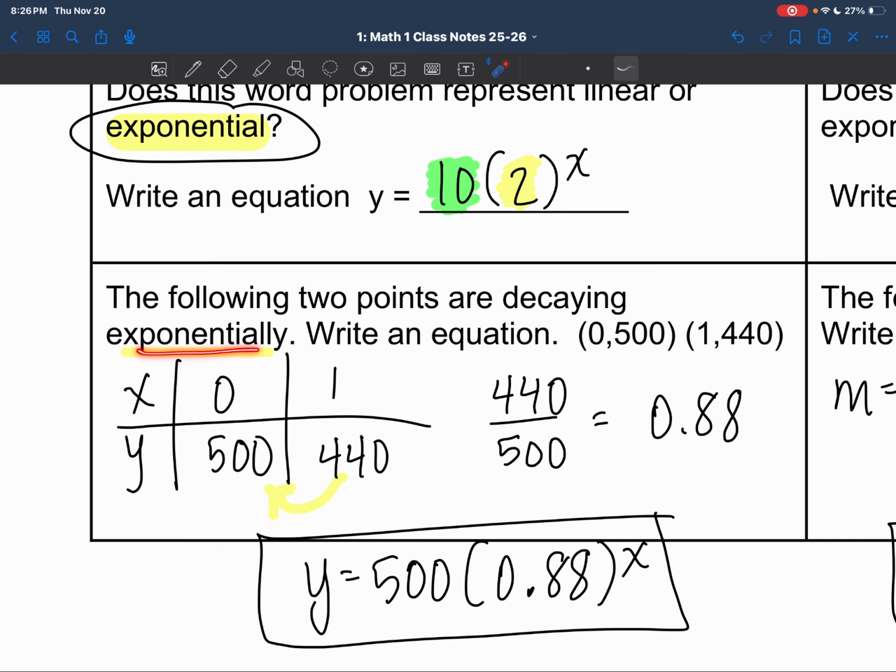All right, and on the bottom ones on this page, it says the following 2 points are decaying exponentially. So it's telling you right away what it's doing. What I do is I take these and I like to make a table. You don't have to make a table, but you can to help keep you organized. So I said 0, 500, and then 1, 440.